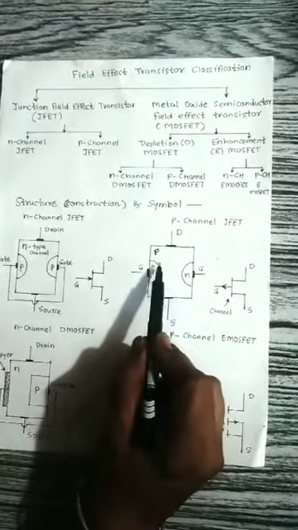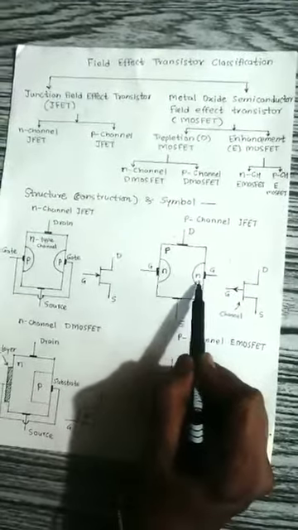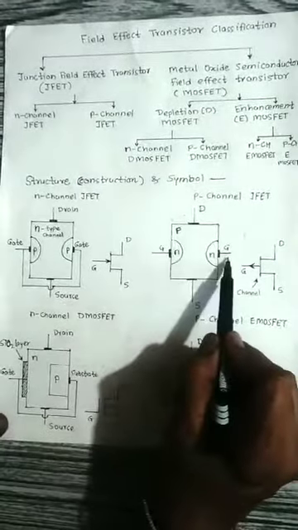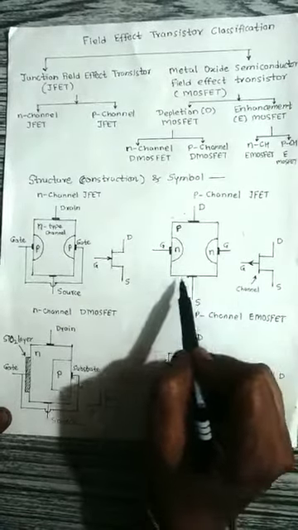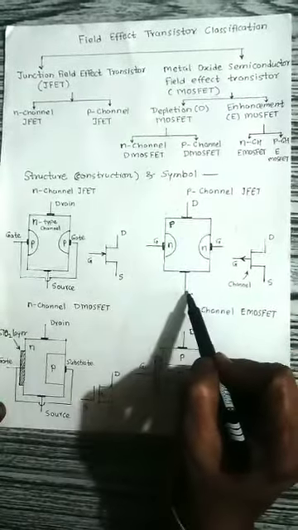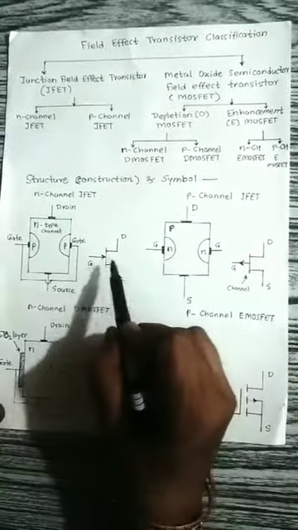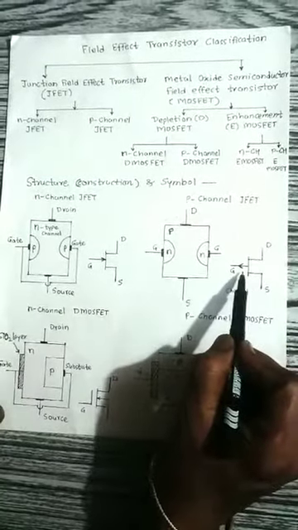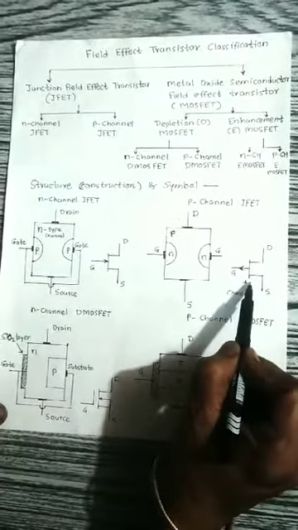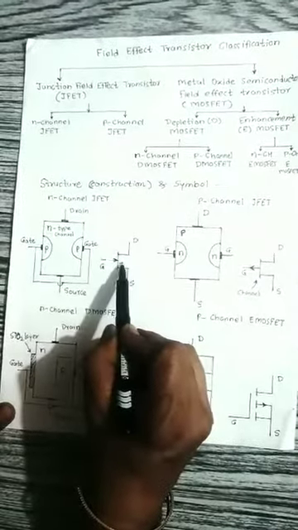In this type, this P material is used as a channel, and at both sides N material is alloyed, and from these two terminals one wire is taken and it is called as gate terminal, and these two terminals are drain and source. Now observe this symbol. Here both the symbols are same, but what is the difference? That arrowhead is away from the channel. This bar indicates channel, and in this case that arrow is towards the channel.